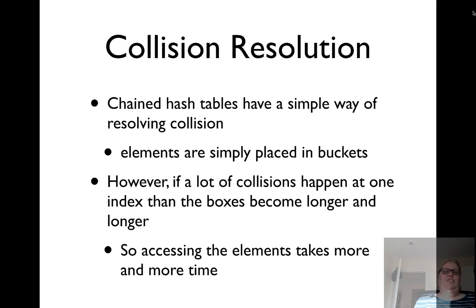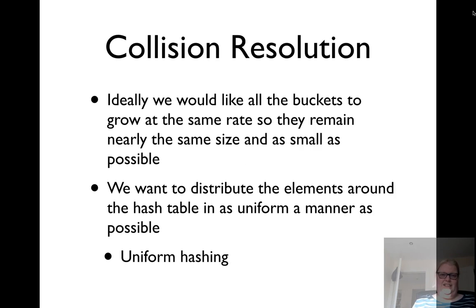So chained hash tables have a really simple way of resolving collisions. Elements are simply placed in buckets, and those buckets just grow to the size that's required. However, if a lot of collisions happen at one index and the buckets become longer and longer, accessing elements can take more and more time.